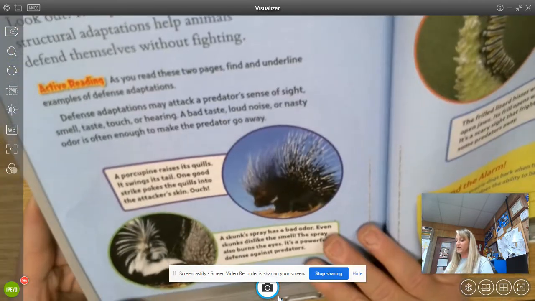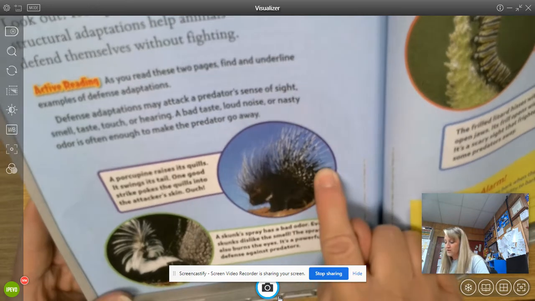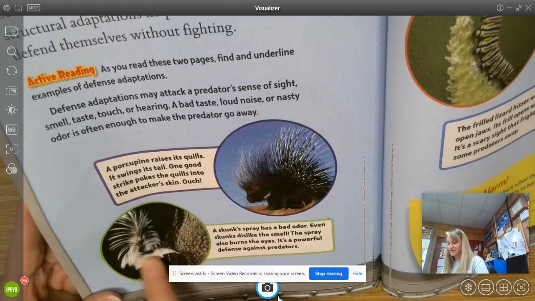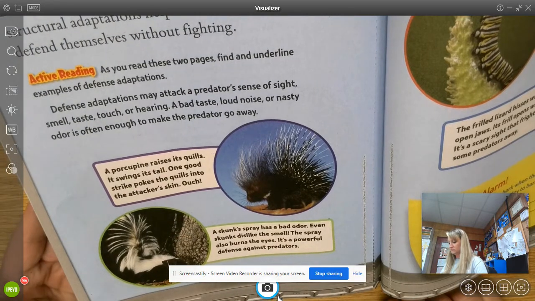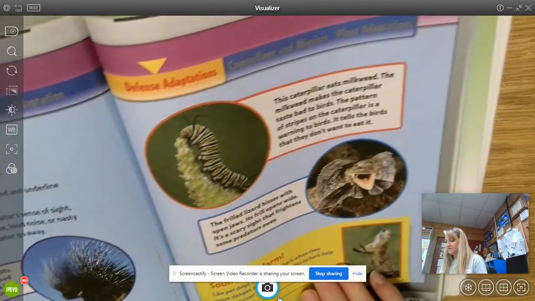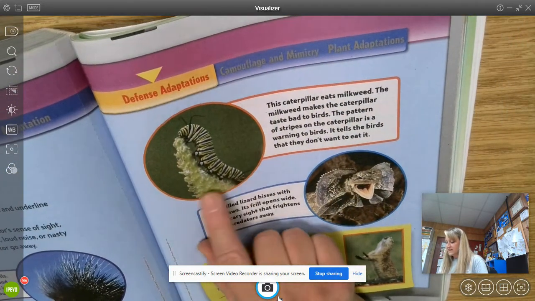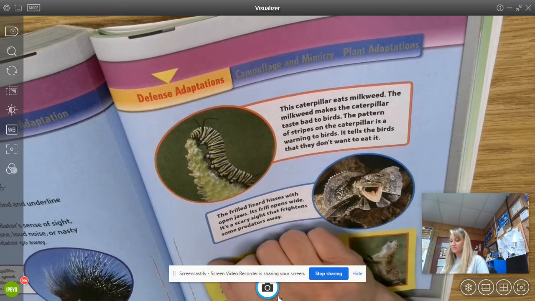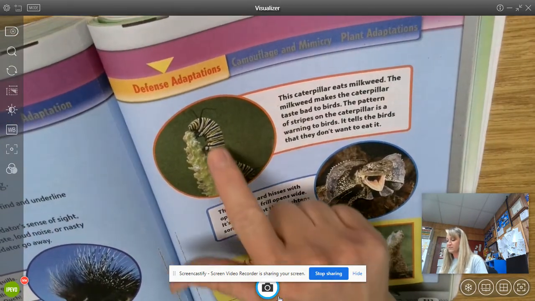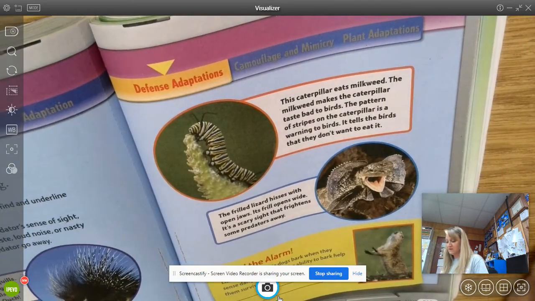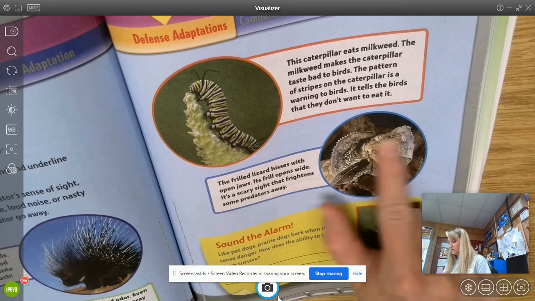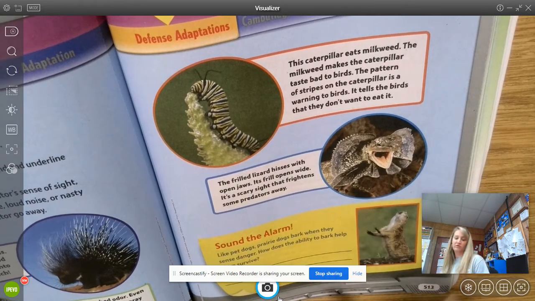Staying safe, porcupines. Okay, the quills help it stay safe from other predators. The skunk has a bad odor, and it's its defense against predators. And the caterpillar tastes bad, so the birds won't eat it. The stripes on the caterpillar tell the birds, warning, do not come eat me, I taste bad. This looks scary, so when it opens its jaws, it frightens the other predators away.